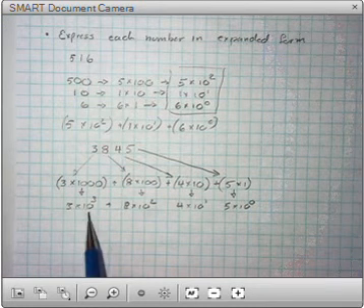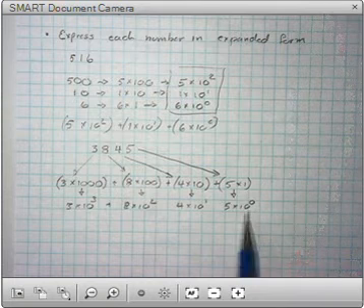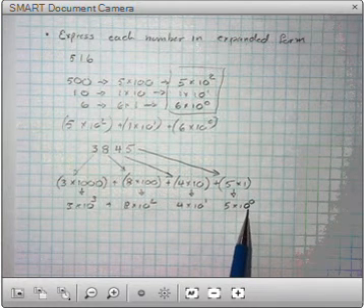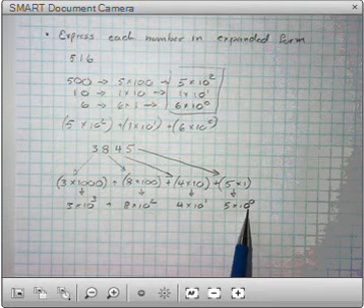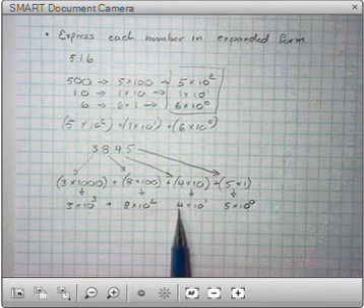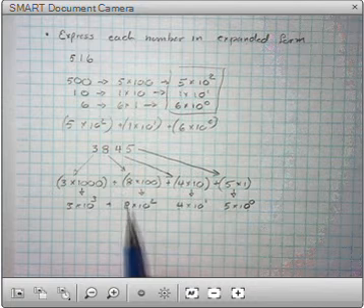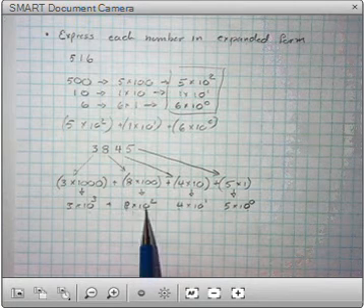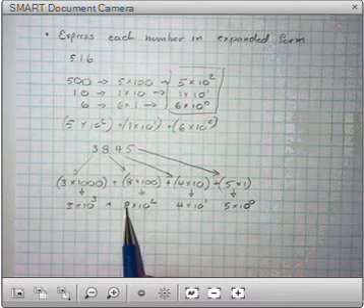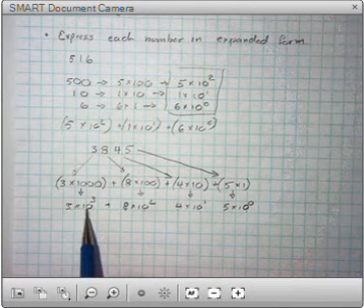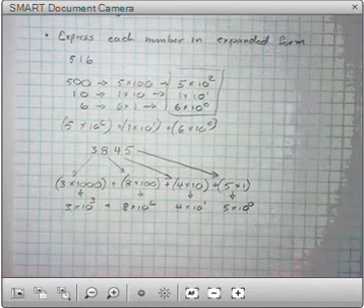The neat thing about our base 10 system is that each of these can be identified really quickly. This is in the ones place because it goes over 0 number of tens. This is the number in the 10 spot because it goes over 1 ten. This is in the 100 spot because it goes over 2 place values. And this is in the thousands place because it goes over the 3 place values.